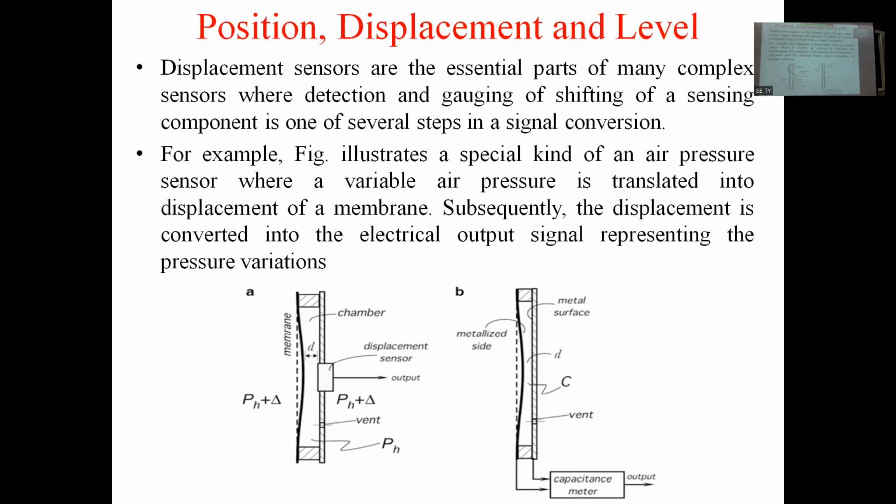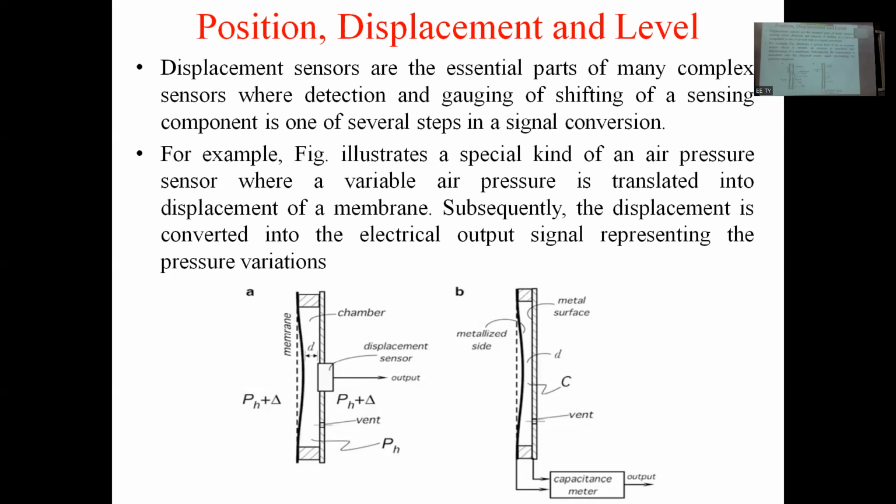Okay, so a sensor where detection and judging of shifting of the sensing component is one of the several steps in the signal transfer. Okay, so at that situation, in that signal processing or it may be a complex industry, this is one of the parts of that system, and here we are using it to measure the displacement or to measure the position. त्याची position measure करण्यासाठी किंवा त्याची displacement measure करण्यासाठी आपण काय करतो, use करतो. Whether this object is shifting from that object or not, what is their position, and now where it is. Okay, so an example is given here.